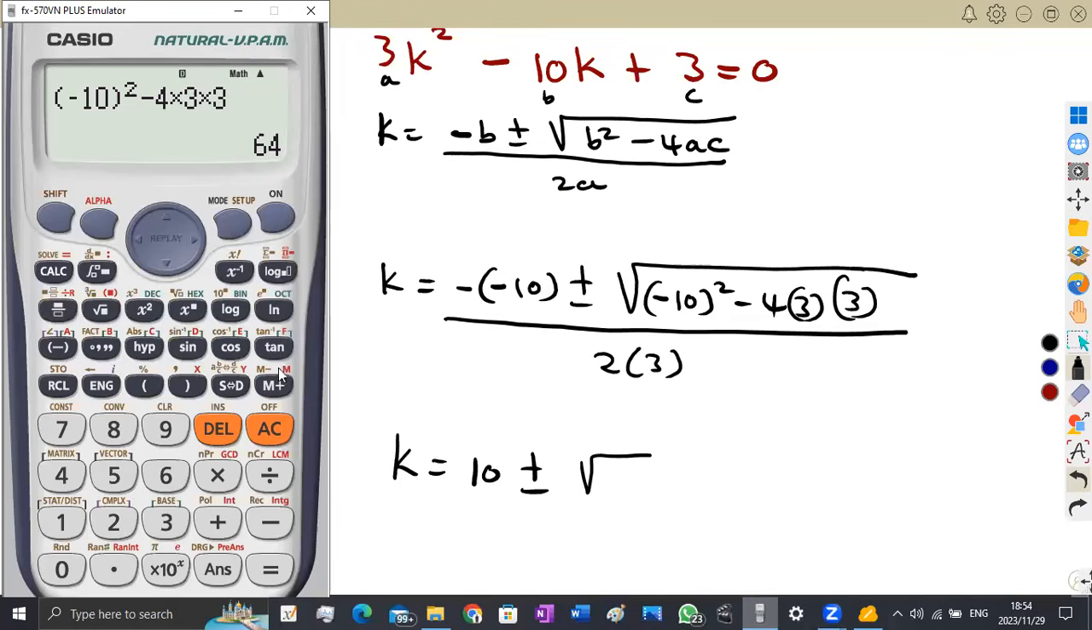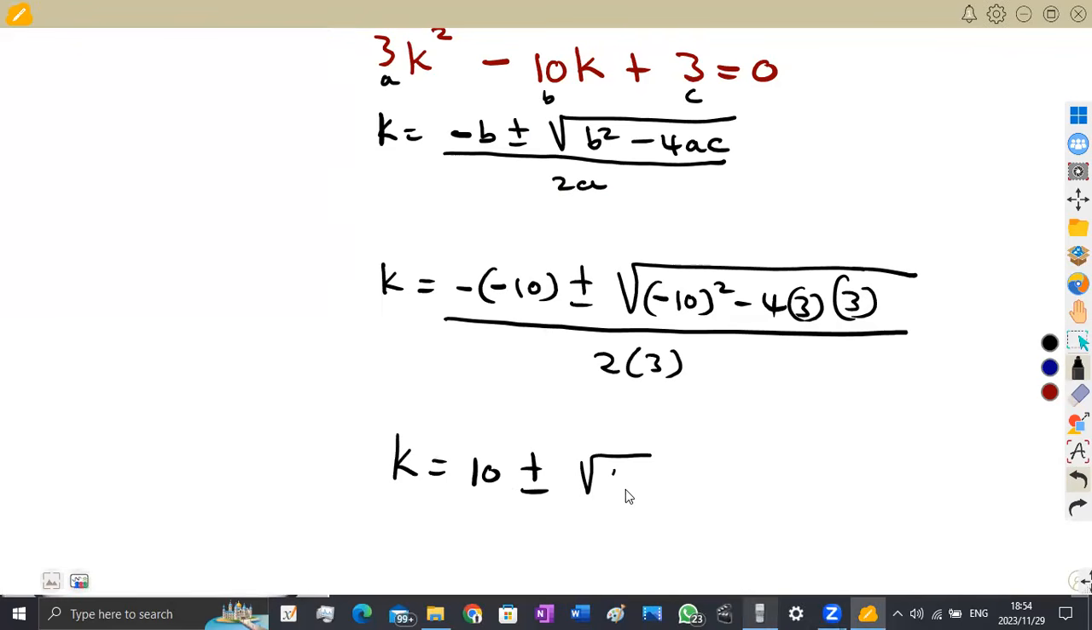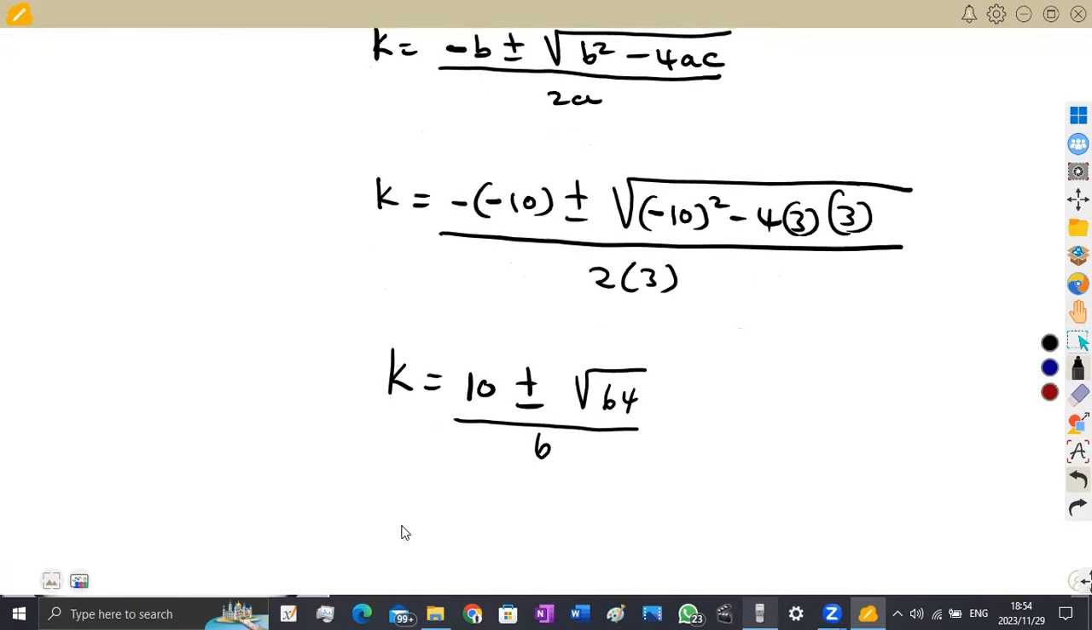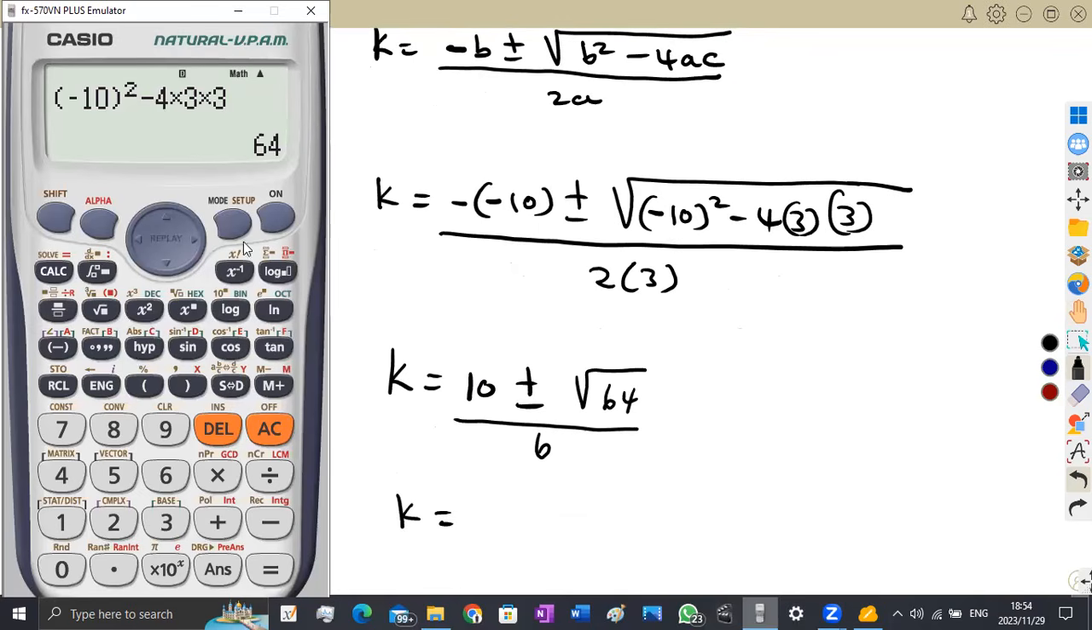So this will be a 64 like this. Okay, you simplify this. So that will be the square root of 64 over 2 times 3, which is a 6. All right, so at this stage, you can just determine your case separately. On your calculator, just save a fraction here.